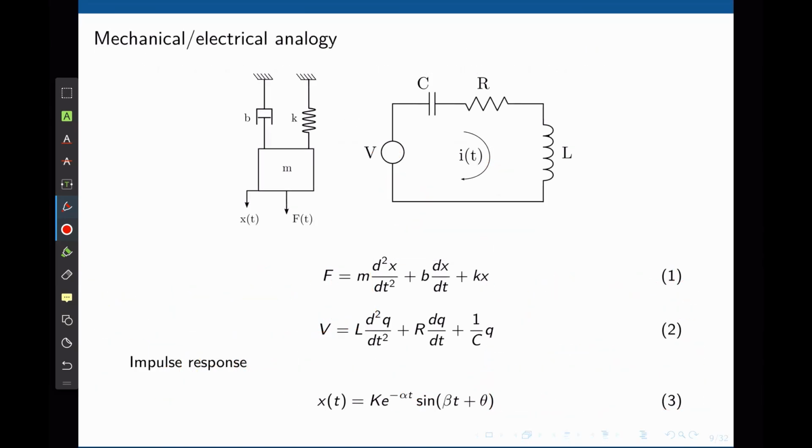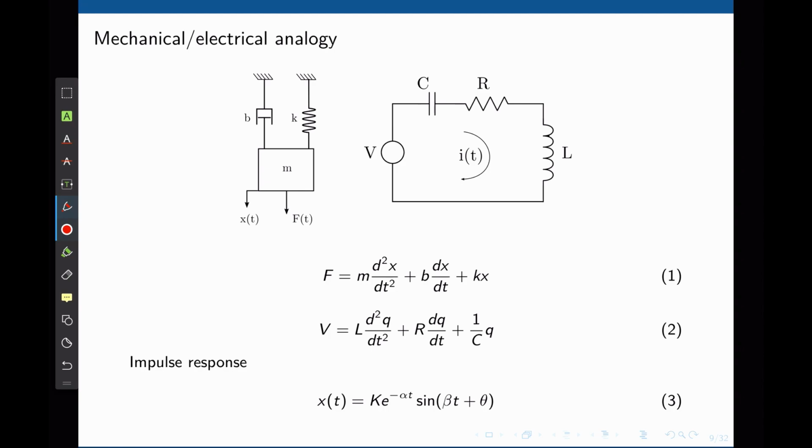Now let's take this analysis one step further, and let's see if you find any analogy, any similarities between the mechanical and the electrical system. And you'll see this is quite interesting. Let's go back to our mechanical system where we apply the force F of t and watch the displacement x. And let's look at our electrical system again, where the input was a voltage and the output was the current or the charge.